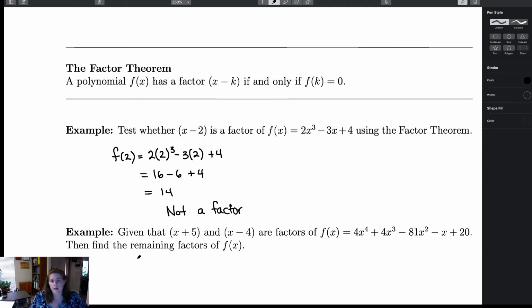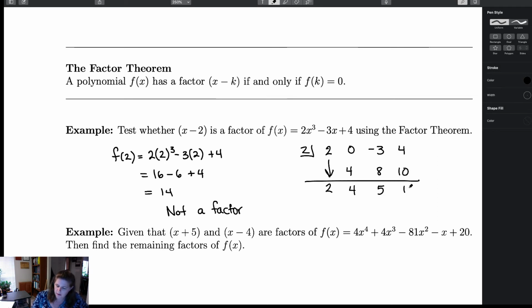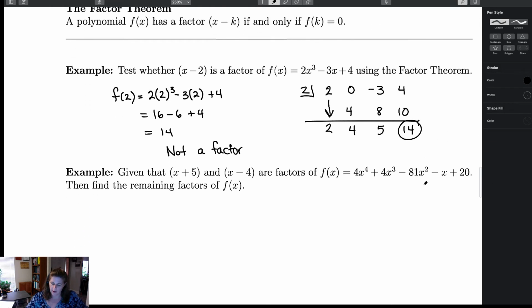Now remember that it also says that the remainder is f of that number. So if I were to then divide it out, I have 2, 0, -3, and 4. Dropping down the 2, 2 times 2 gives me 4, still 4, 8, 5, 10, 14. So there is my f of 2. The two things are very related. So if you're looking for the function at a value, you can find it this way, or you can figure out if something's a factor that way.